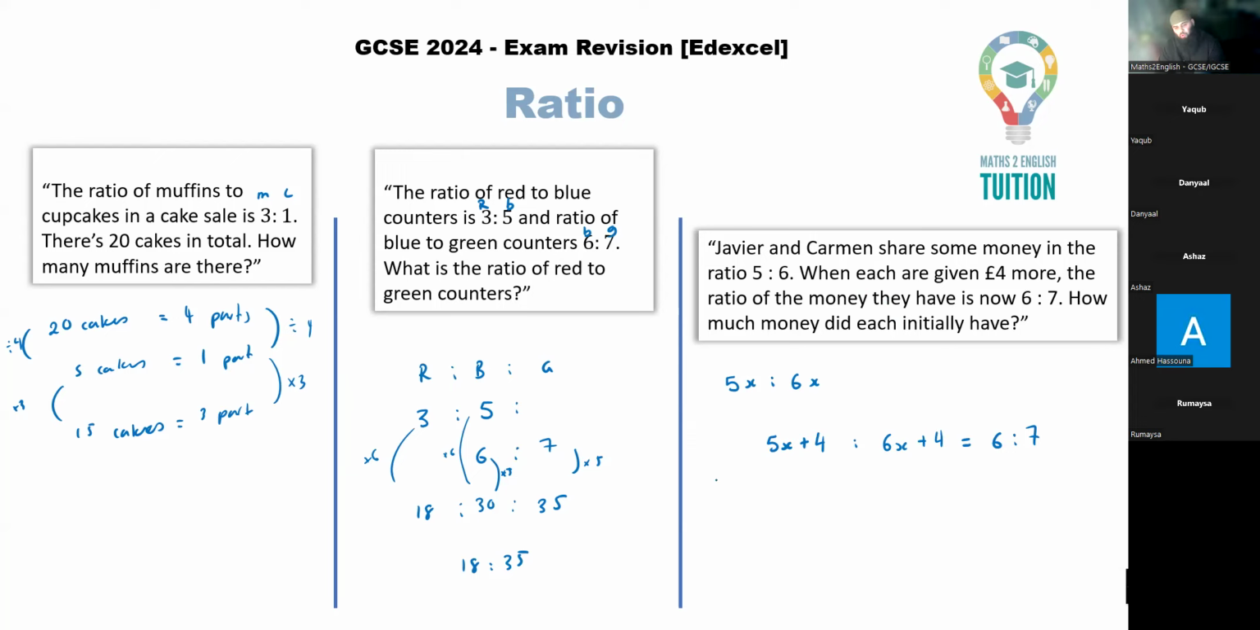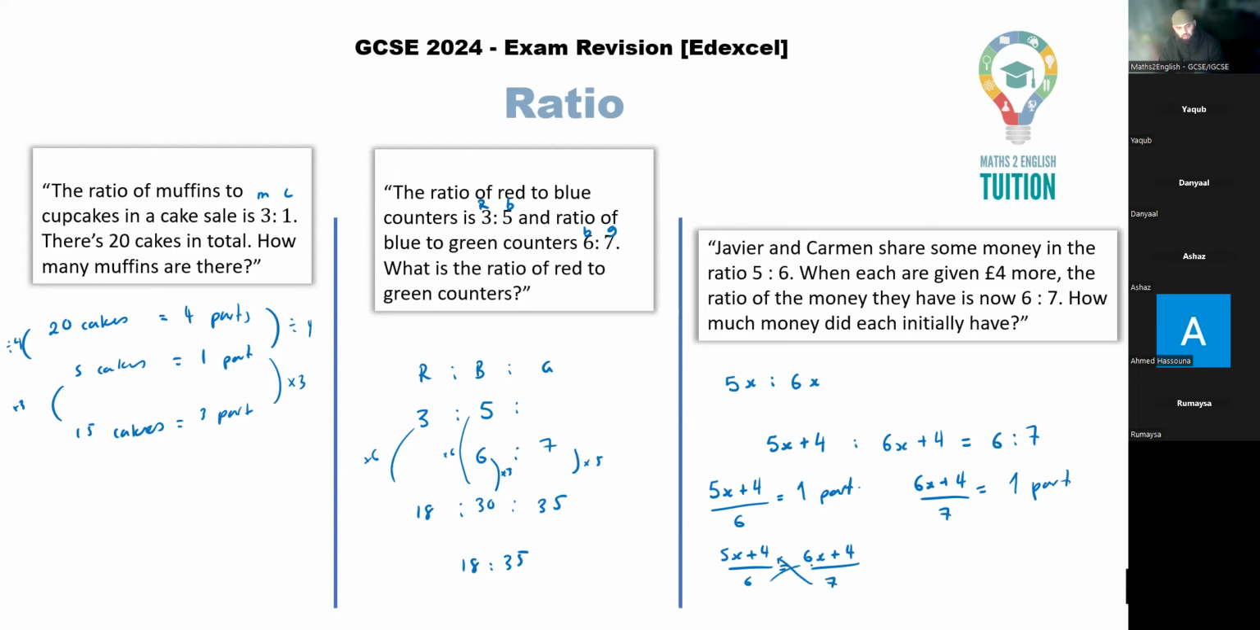To find out what 1 part is, I can do 5x plus 4 divided by 6, which gives me 1 part. And 6x plus 4 gives me 7 parts, so divided by 7 gives me 1 part as well. If that's the case, I can make these two equal to each other. So I can say 5x plus 4 over 6 equals 6x plus 4 over 7.